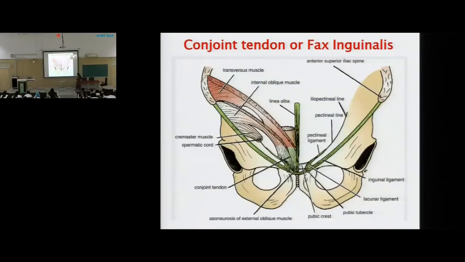Conjoint tendon. Deep to this क्या होगा? Internal oblique, external oblique, transversus abdominis. Then there is fascia transversalis. Okay, and fascia transversalis is also having one gap that is called the deep inguinal ring. ठीक है, fascia transversalis के भी अंदर एक gap है that is called the deep inguinal ring.